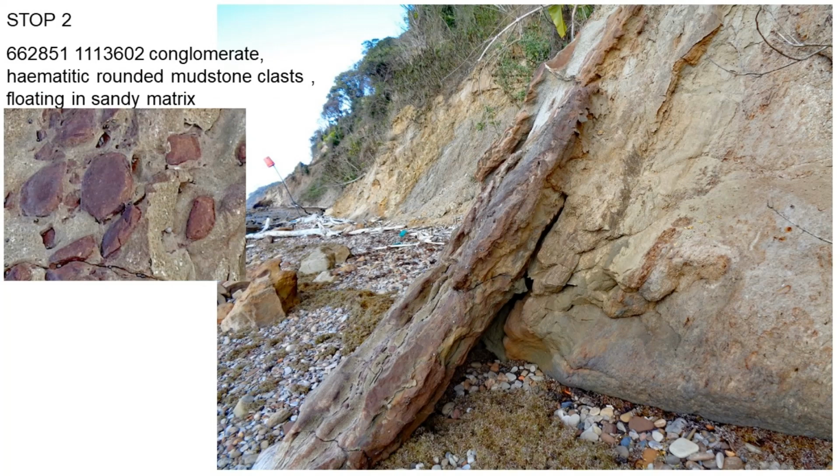At stop 2, we have channelized sand beds with hematitic mudstone clasts in the channel. The long axes of these clasts are aligned parallel to the bedding and can be used to infer transport direction.